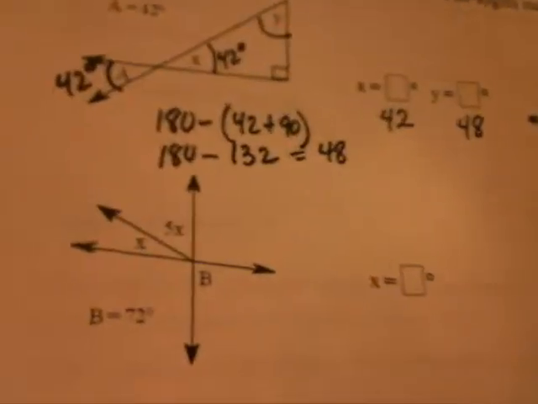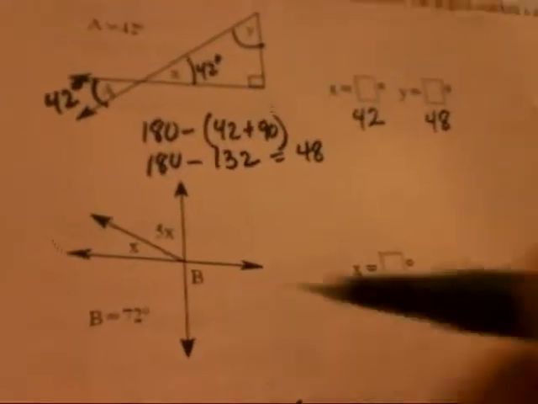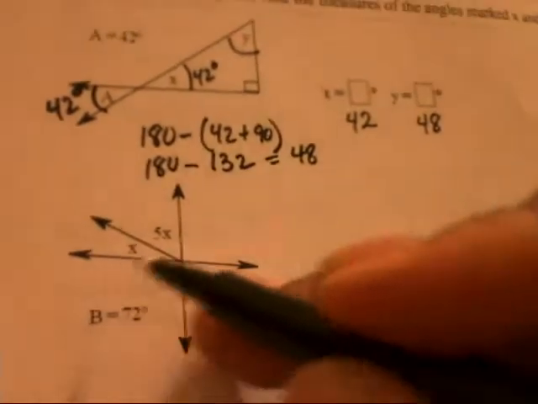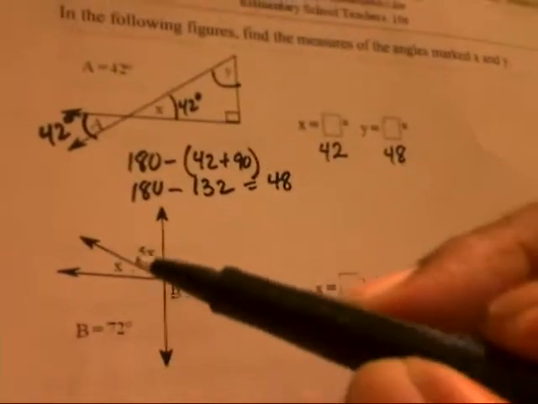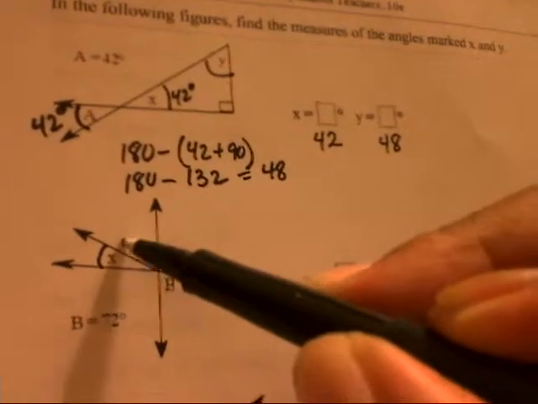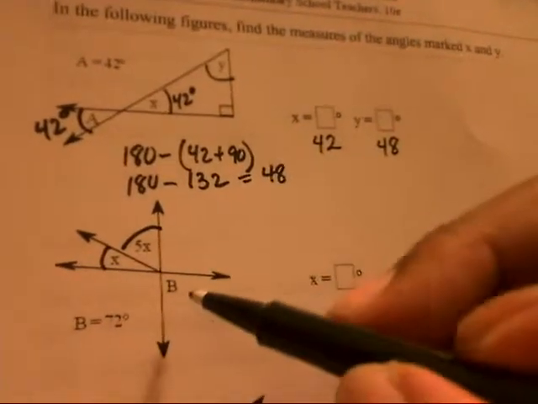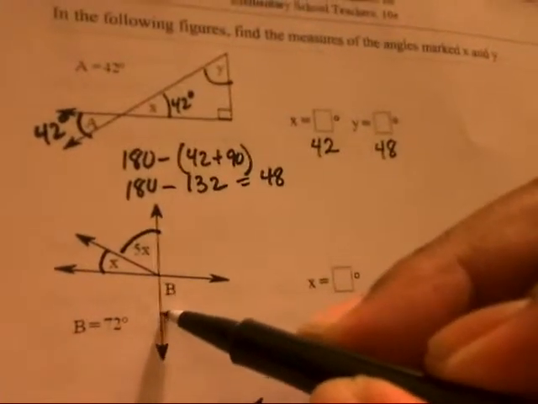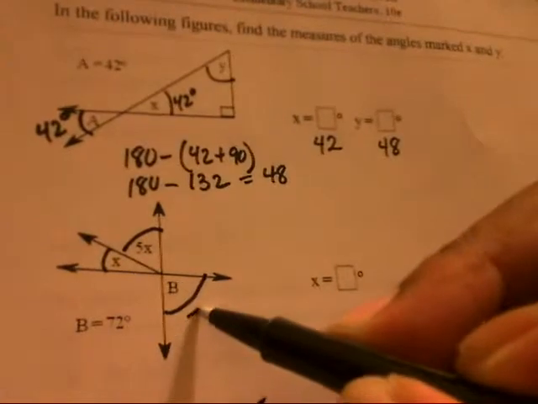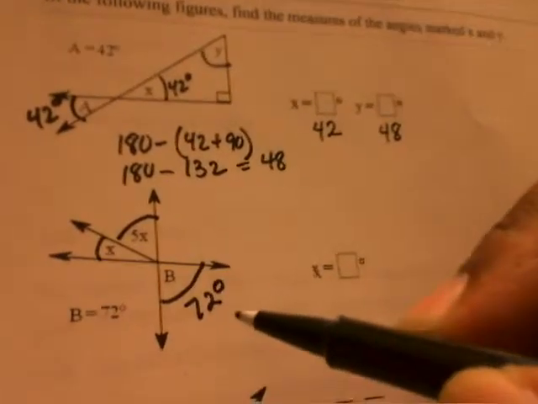Okay, now let's take a look at this problem right here. Now here we got an angle with a measure of angle X. And then this is 5x here. And of course angle B, that's 72 degrees. That's given to us.